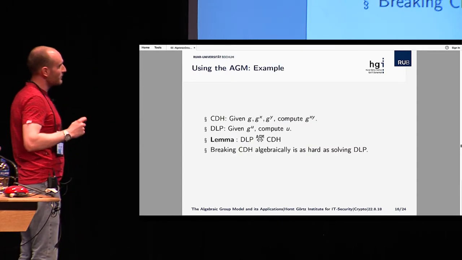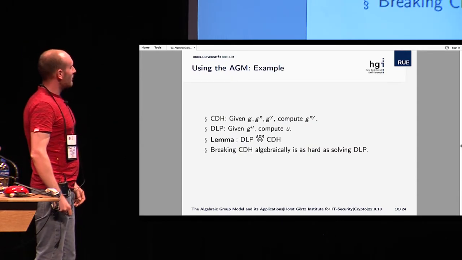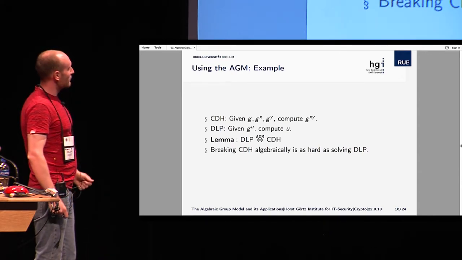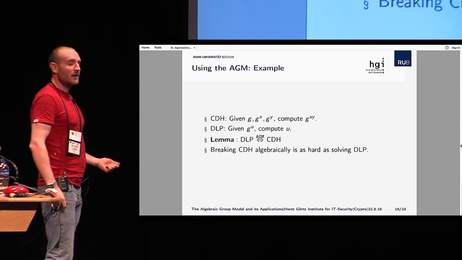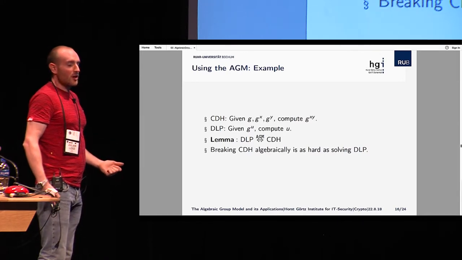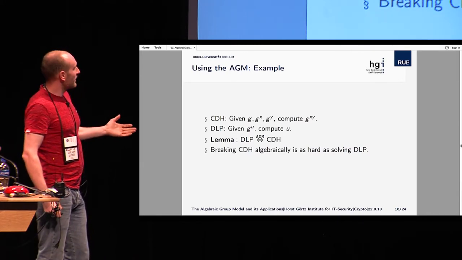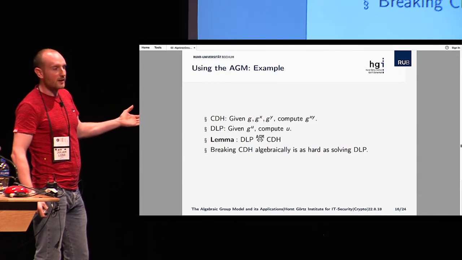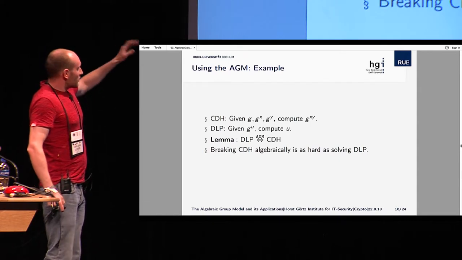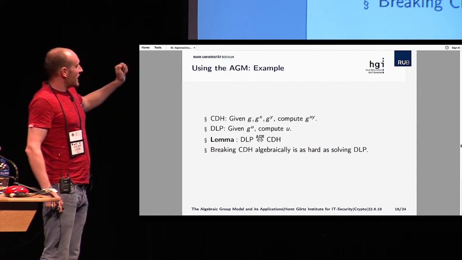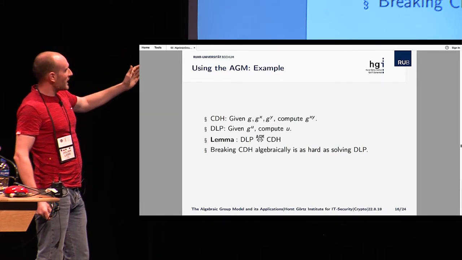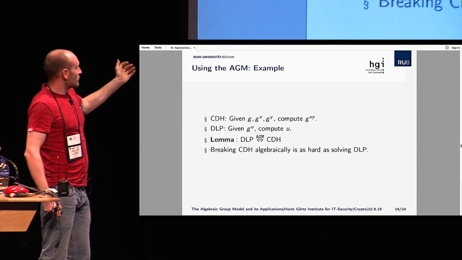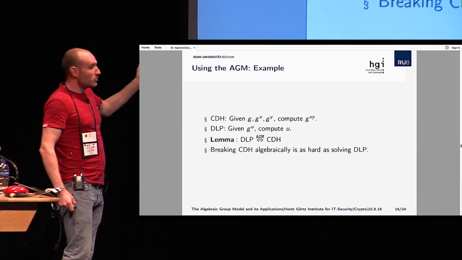Okay, so here is a very simple example of a lemma that we can prove in the algebraic group model, which basically says that breaking CDH algebraically is as hard as solving the discrete logarithm problem. Okay, so we have a lemma that reduces the discrete logarithm problem to the CDH problem tightly. Just as a quick reminder, the CDH problem is to compute g^{xy} given g, g^x, and g^y, whereas the discrete logarithm problem is, given g^u, compute u.